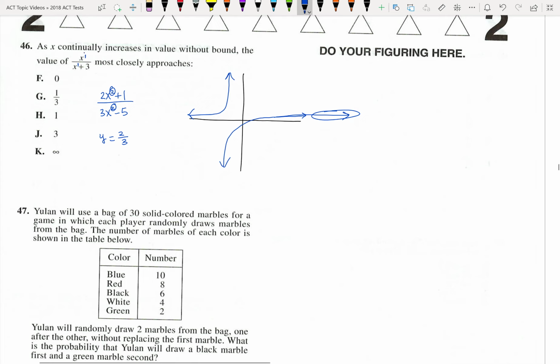Now, because the exponents are 1 and 1 here, the coefficients are also just a 1x and a 1x, so 1 divided by 1 would be 1, making the correct answer H. So again, you can do that either by graphing it if you don't know your horizontal asymptote rules, but if you do, this question is a quick one-off and a little bit of a freebie.